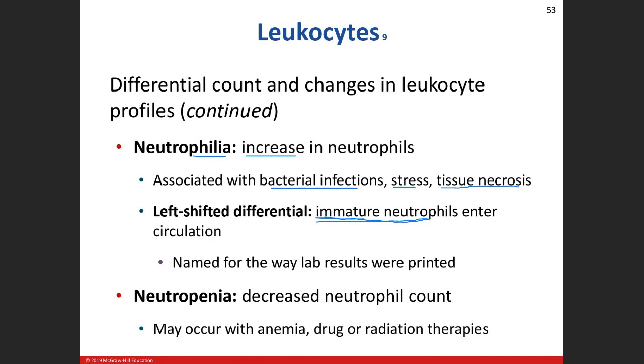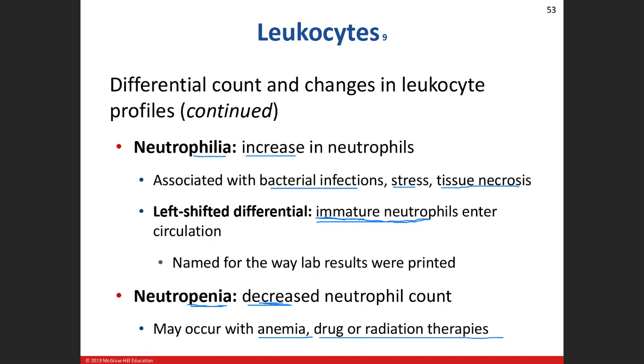Neutropenia, again, anytime we see penia, we're thinking decrease. So this one here, we see decreased neutrophil count. Anemia: we don't have the proper ingredients to make our leukocytes or our neutrophils, so we're going to see decreased numbers there all the time.